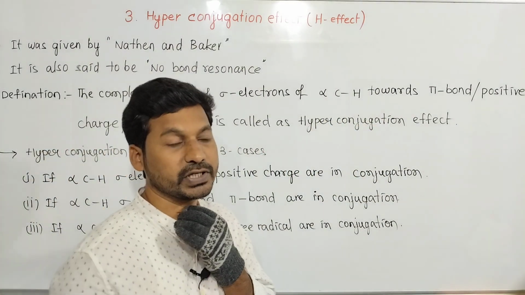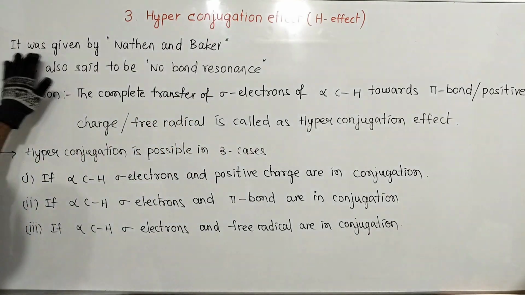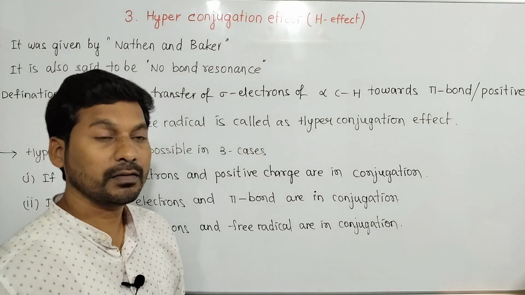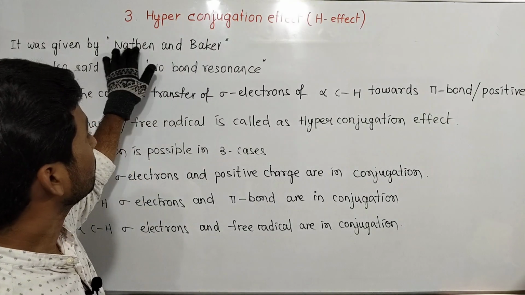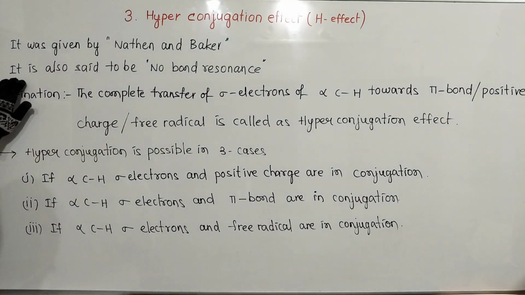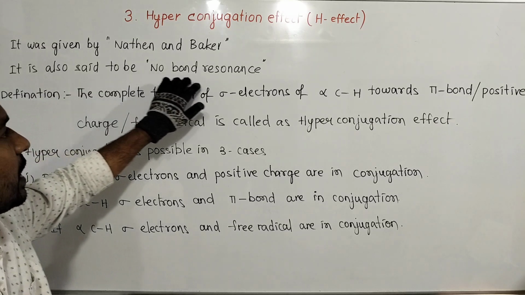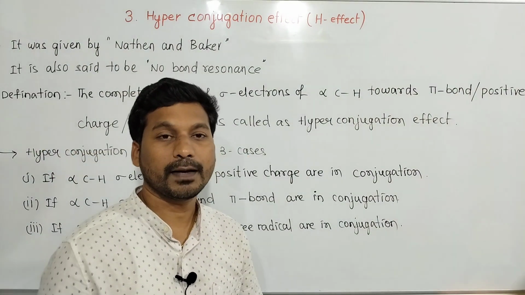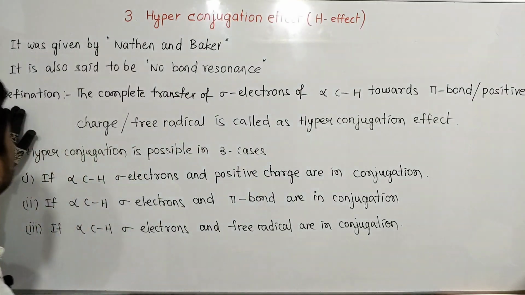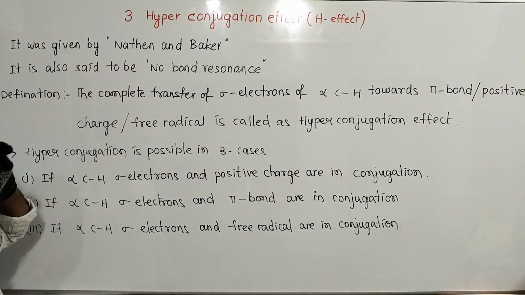What is hyperconjugation? It was explained by Nathan and Baker, so it is also called the Nathan-Baker effect. What is the other name? It is also called no bond resonance. Hyperconjugation is also said to be no bond resonance. Important to remember. What is the definition of hyperconjugation?